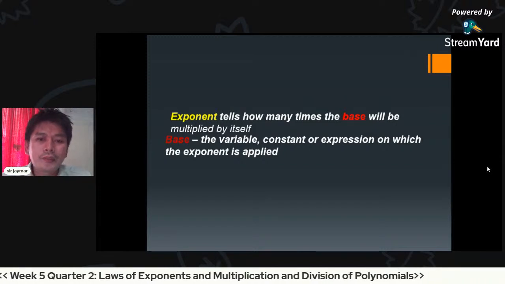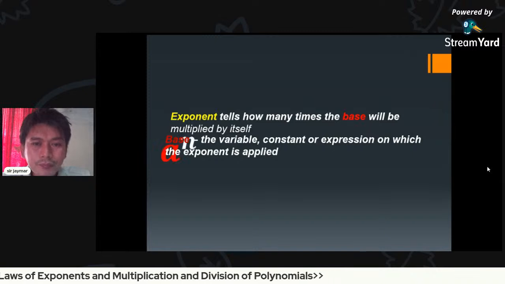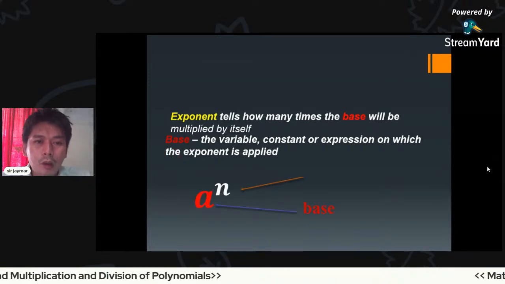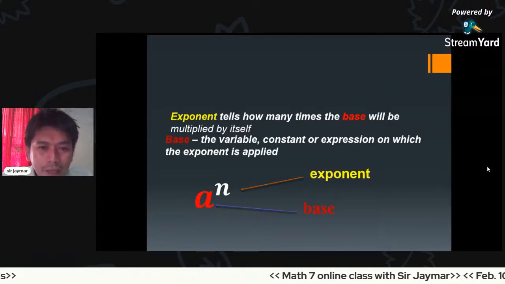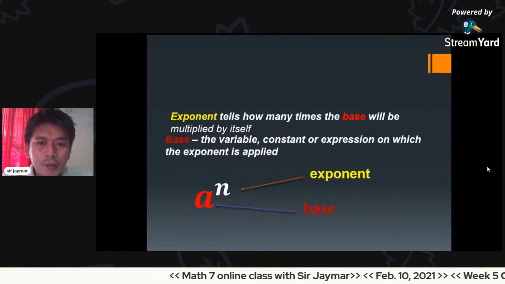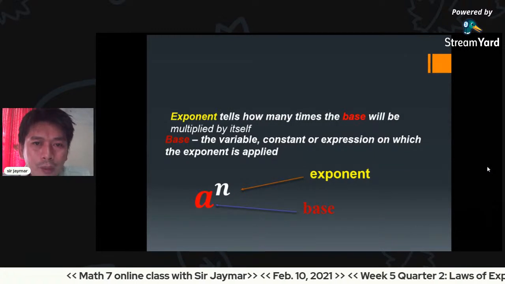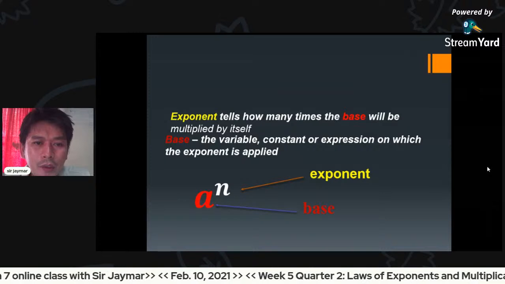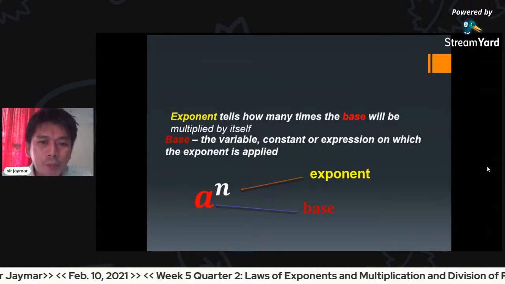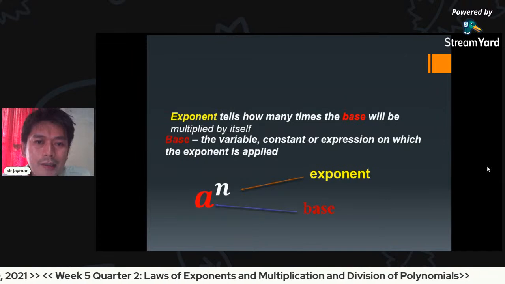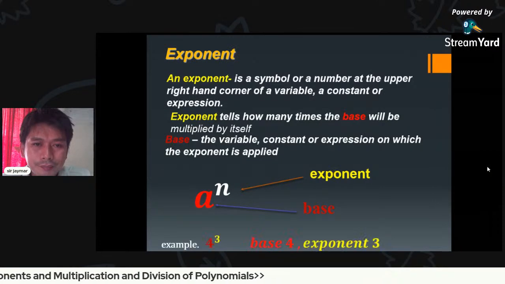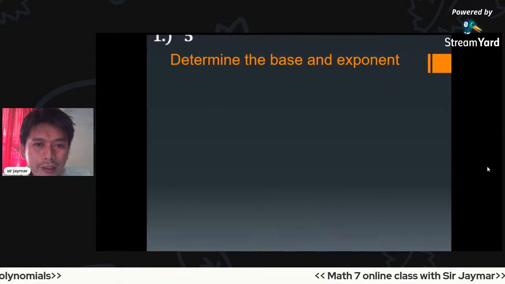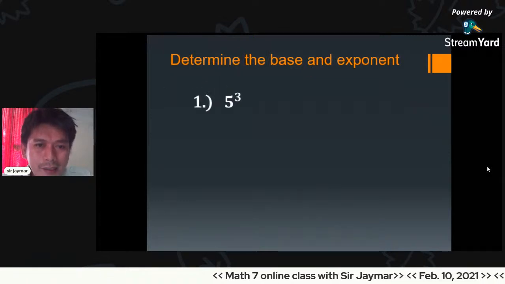Okay, next. Where A, the red A, will be the base, because it is the number that will be multiplied as many times as the exponent says. The n will be the exponent. Okay, next. For example, 4 raised to 3. So 4 is the base, 3 is the exponent.